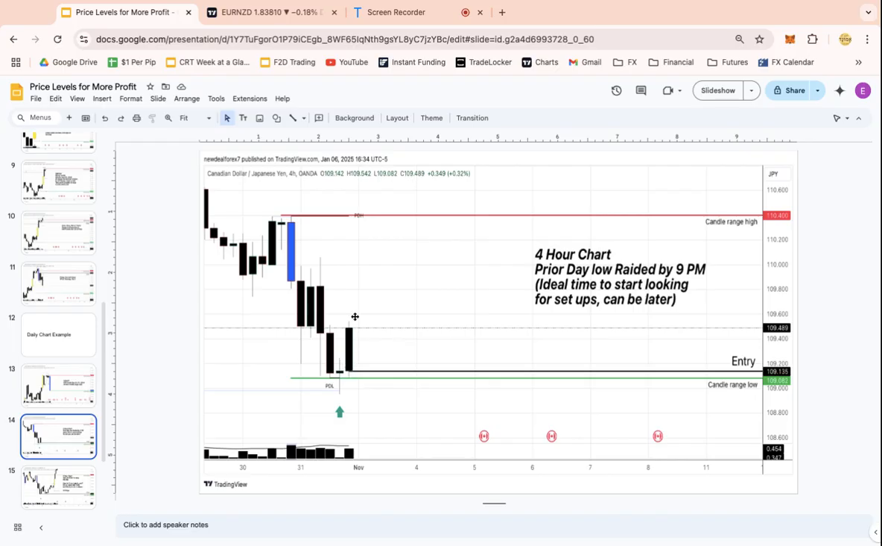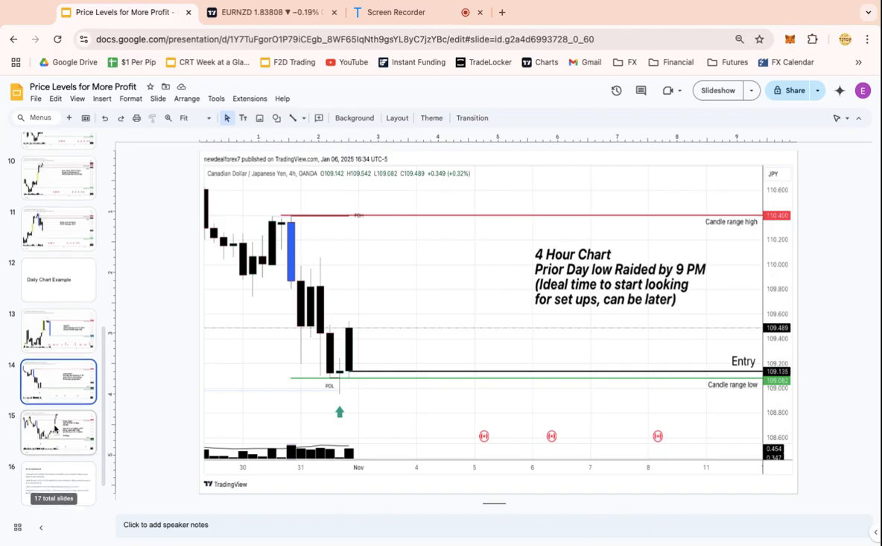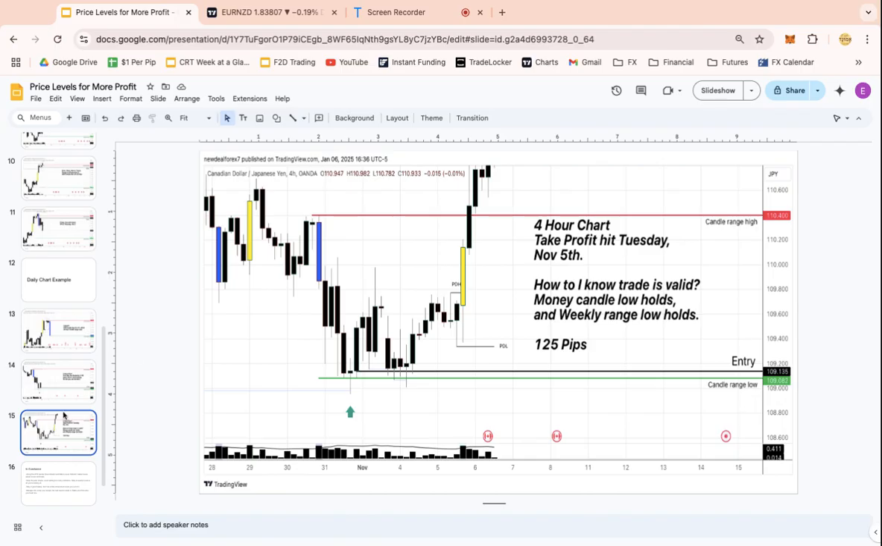Boom, pops up. That was at 9 p.m. All right, that's the ideal time. And then take profit did play out later on, so you had to sit through all of this. It hit the middle of the range very quickly. Price did come back down, but notice these little pins to the bottom of the range. It still didn't break the range and then took off. So either one of these would have been fine.